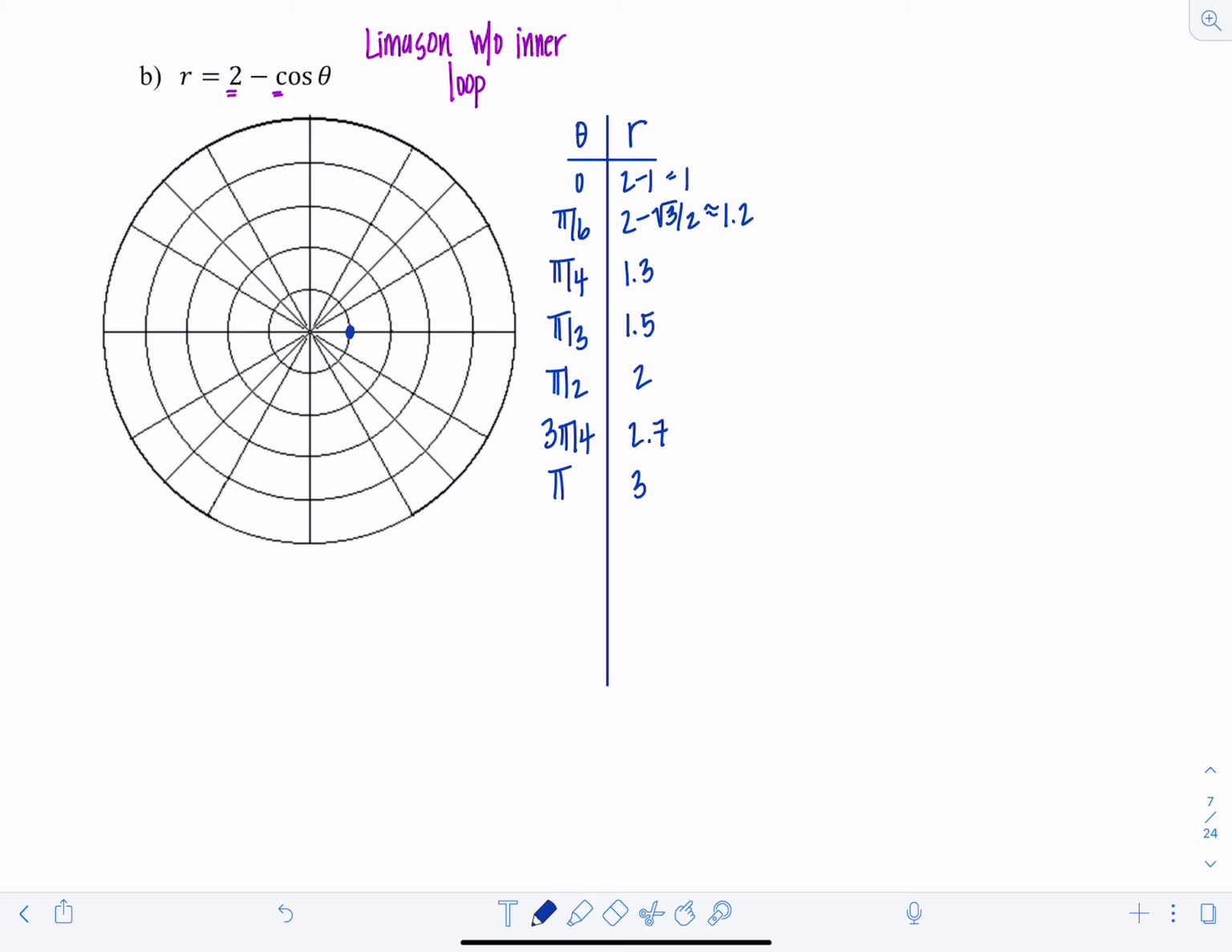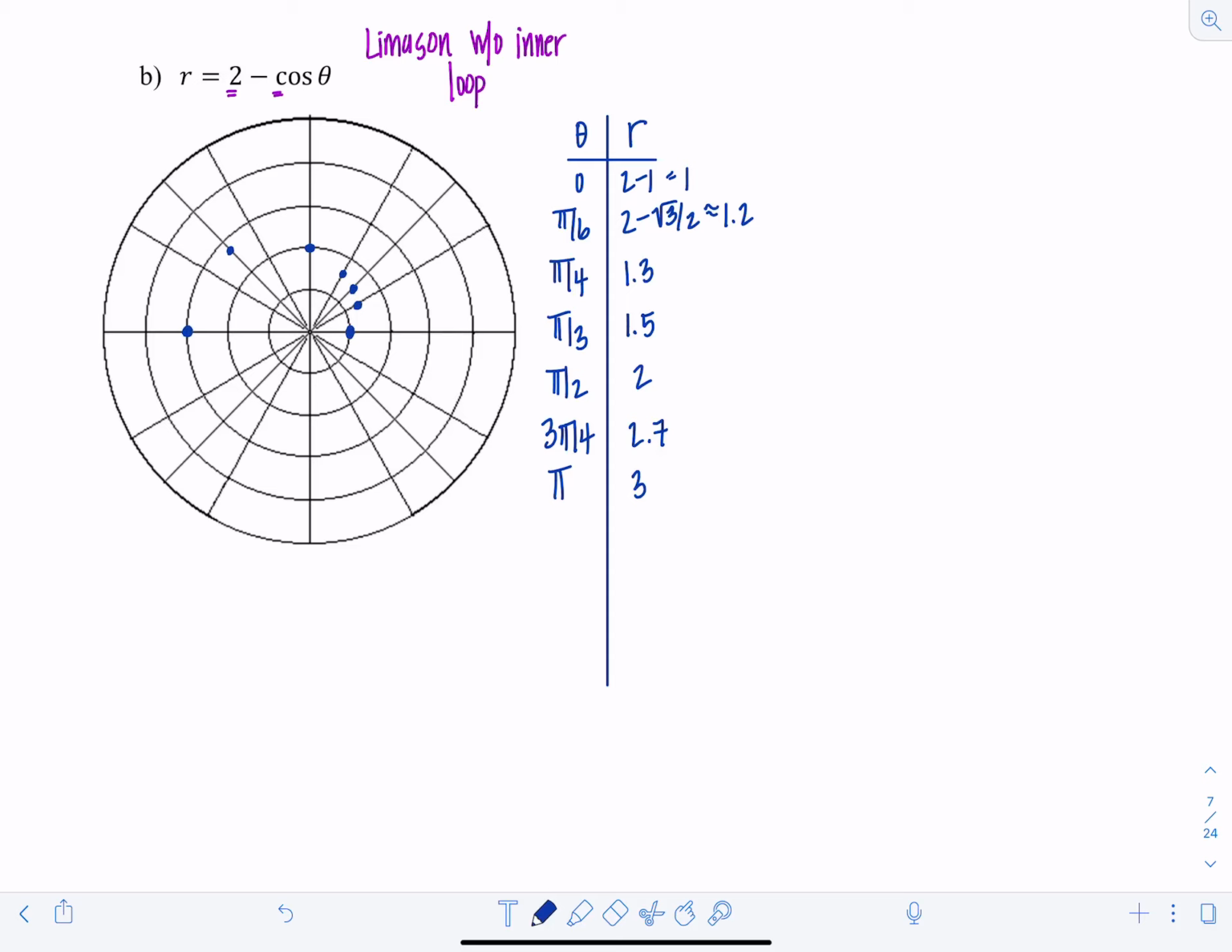So we have 0, 1, pi over 6, 1.2, pi over 4, 1.3, pi over 3, 1.5, pi over 2, 2. Oh, that 1.5 was too aggressive. Hold on. This is 1.5. Now it's at 2. Okay. Then at 3 pi over 4, we're at 2.7. All the way over here. And then at pi, we're at 3. 1, 2, 3. Okay, good.